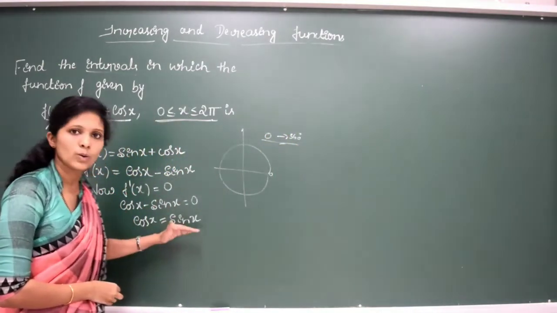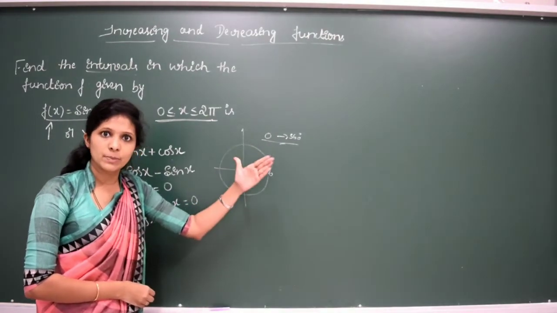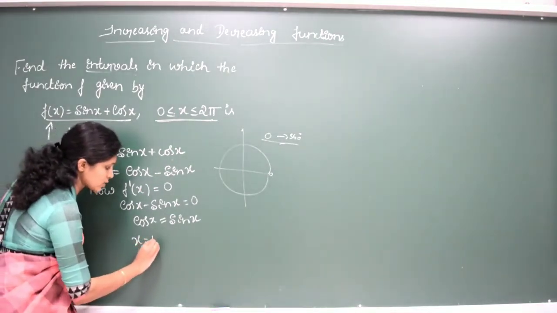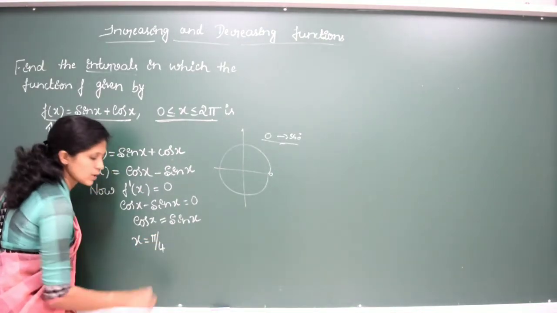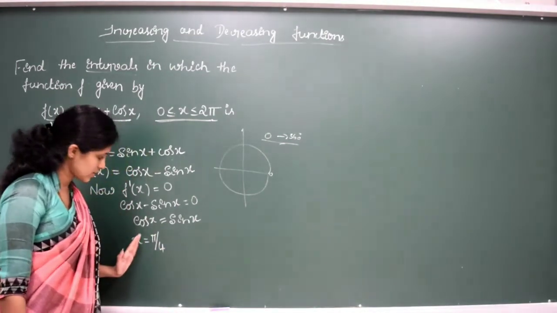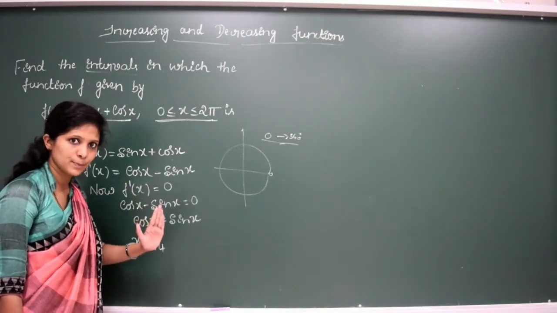Now what are the possible values of x? Cos x will be equal to sin x. You know that in the first quadrant, that will be 45 degrees, right? x is equal to pi by 4 is possible. Cos 45 is also 1 by root 2, sin 45 is also 1 by root 2. So the value x is equal to pi by 4 is possible. That is one possible value.